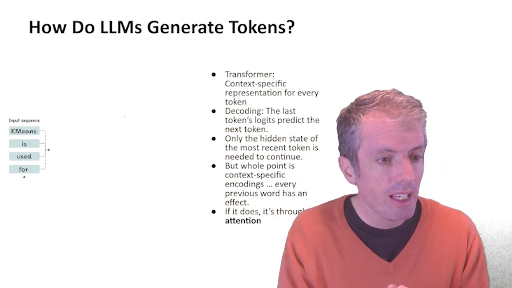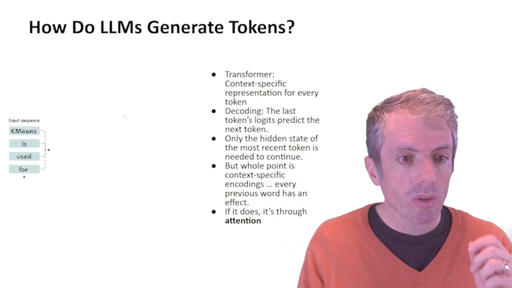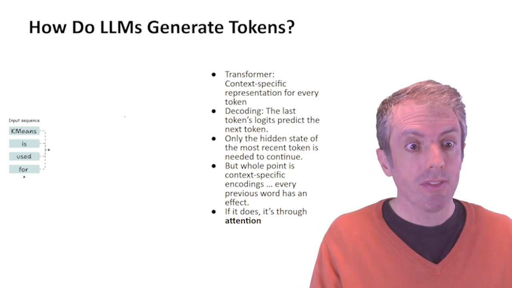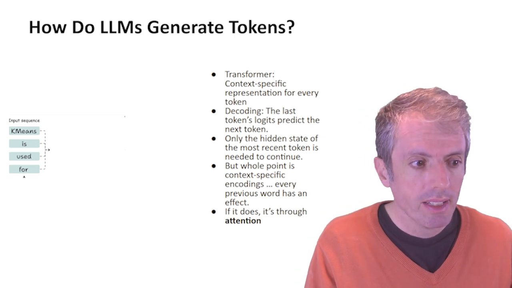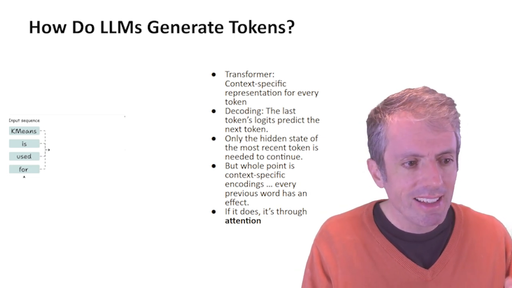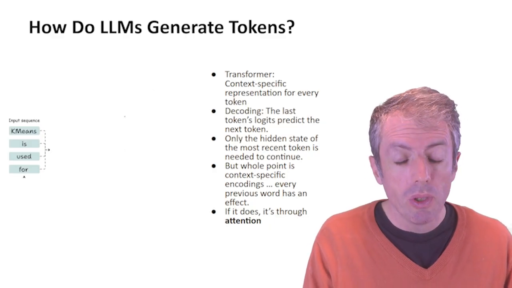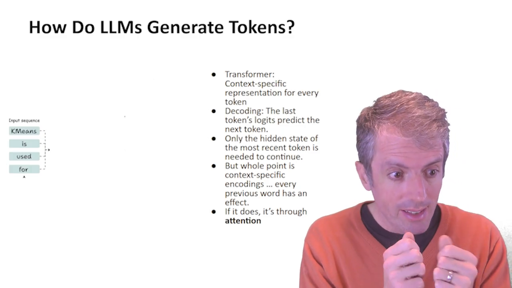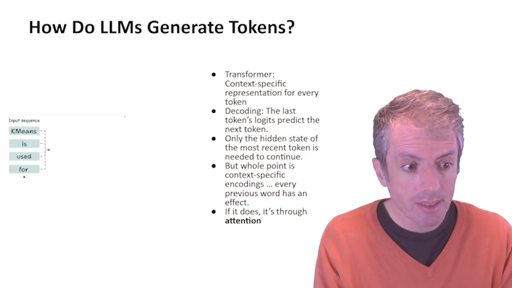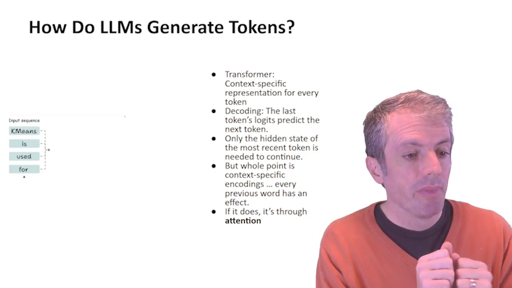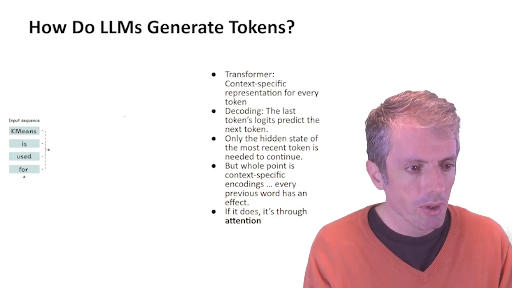Let's refresh our memory about how transformers generate tokens. Remember, the whole point of the transformer architecture is that you have context-specific representations for every token. And in decoding, the last token's logits predict the next token. So you only need to figure out what is the representation of the most recent token to continue, since everything else, if you're doing masked decoding, is already fixed. It only depends on the stuff before it.